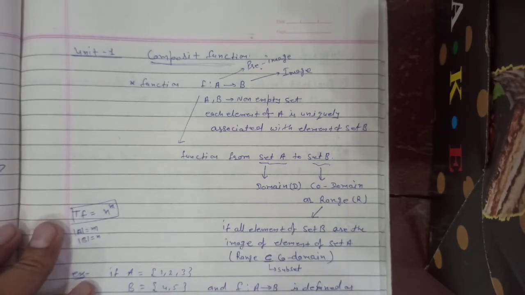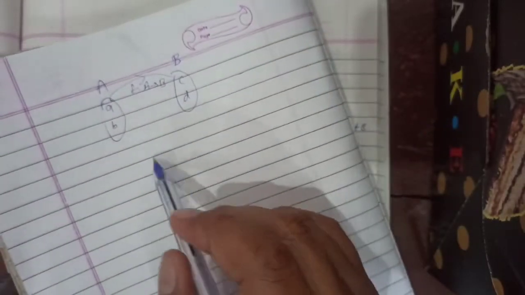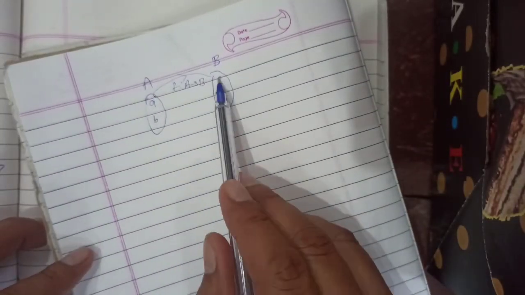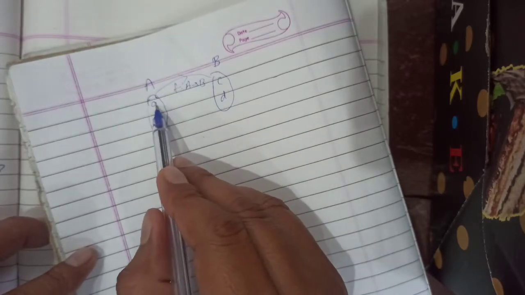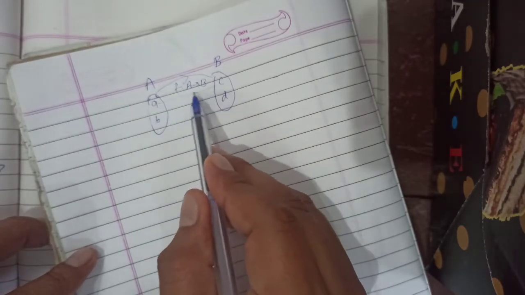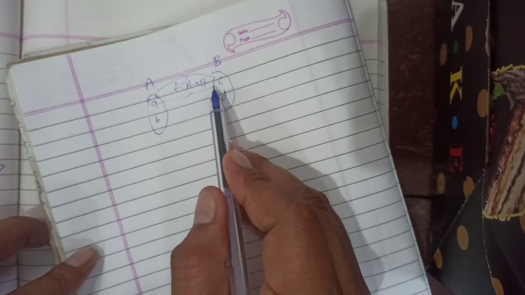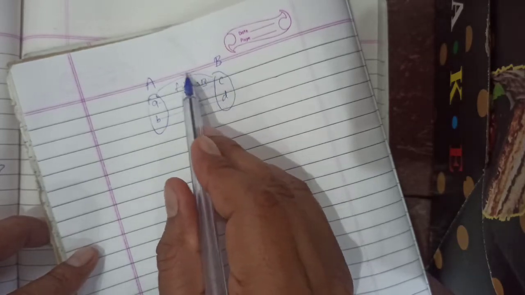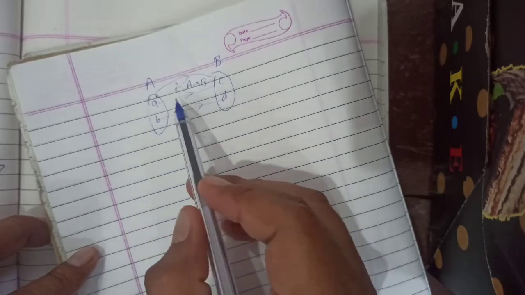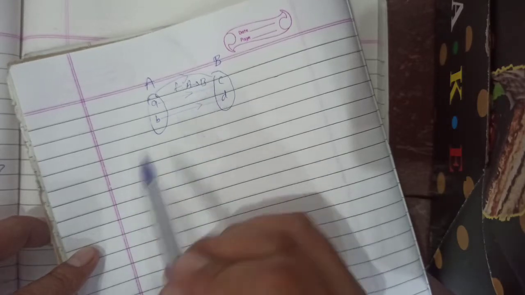Like if we consider A having the elements a and b, and B having the elements c and d, it means A has a unique image: the image of a is c and the image of b is d. It is a function. It means we can define f as a function from A to B.